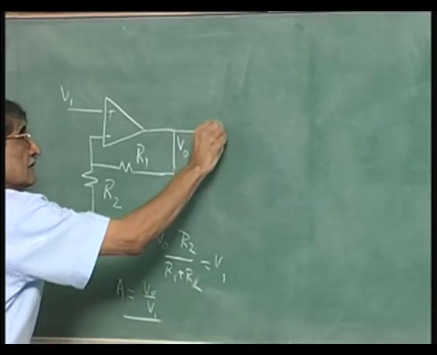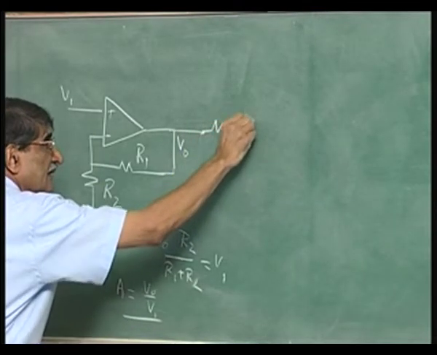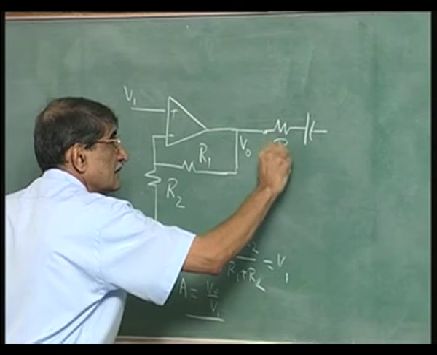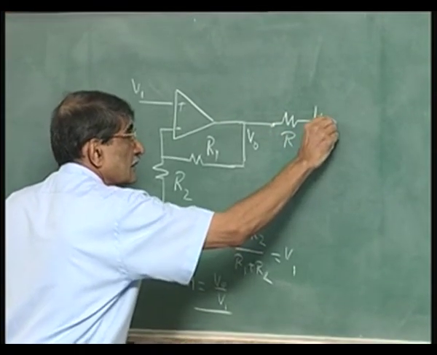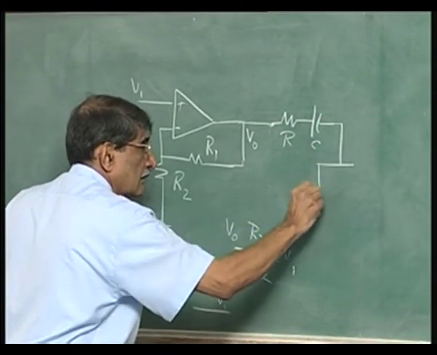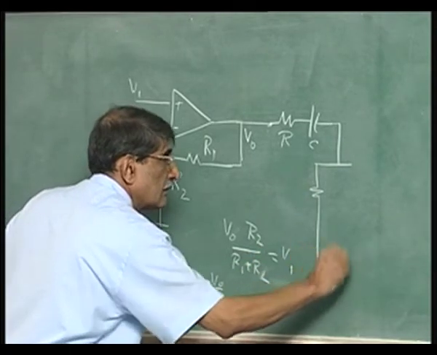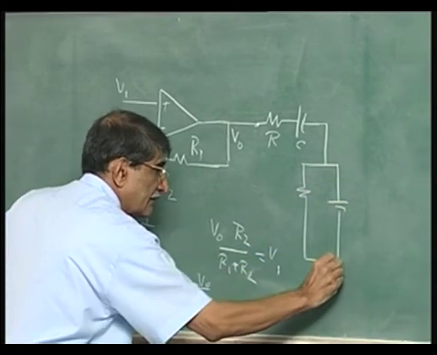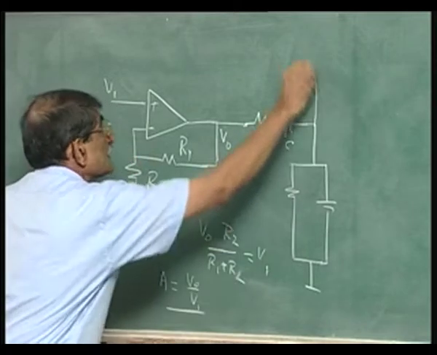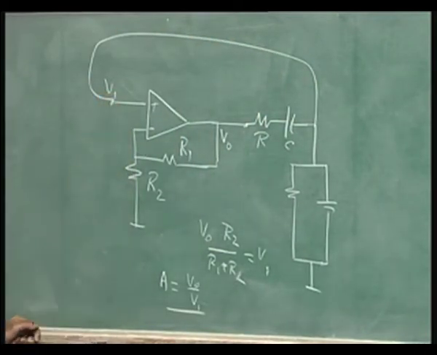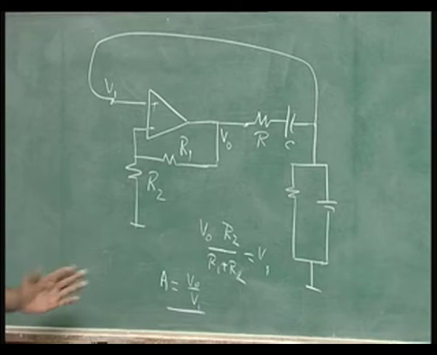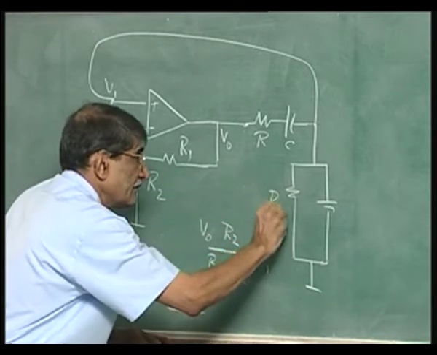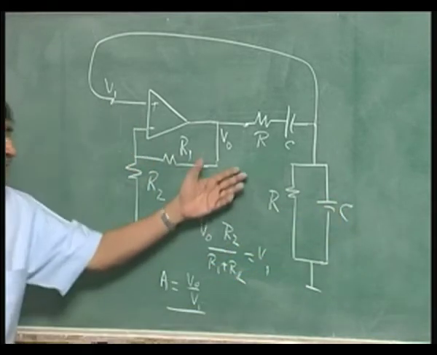You have here, just for completeness' sake, I am drawing a capacitor here, RC, and then I am drawing to the purpose, and connect this to feedback. That is the Wien-Bridge oscillator. With RC, you have a frequency of oscillation equal to 1 by 2 pi RC.